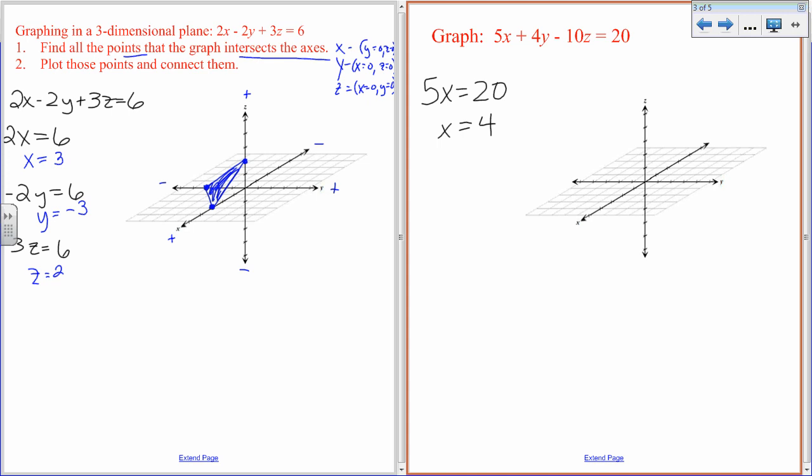Dominique, how do I find the y-intercept? So 4y equals 20, so y equals 5. Shane, how would I find the z-intercept? Good job. Negative 10z equals 20. So you get z is equal to negative 2.